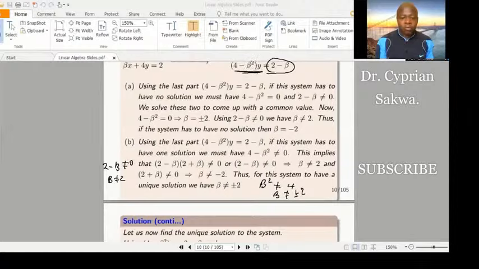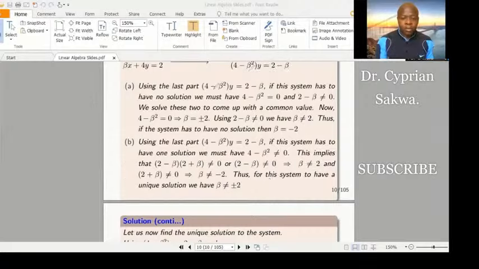I think that is what we should go for, not even this. We should go for this part. It should not be equal to zero. Of course, this can be zero. This one can be zero and this one not equal to zero, and the system would still have one unique solution.